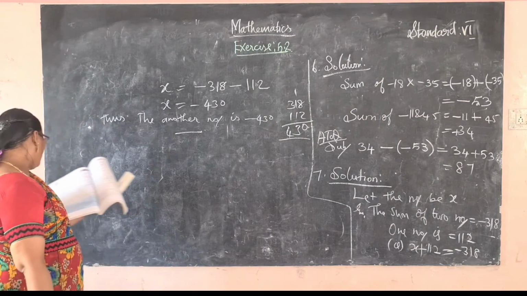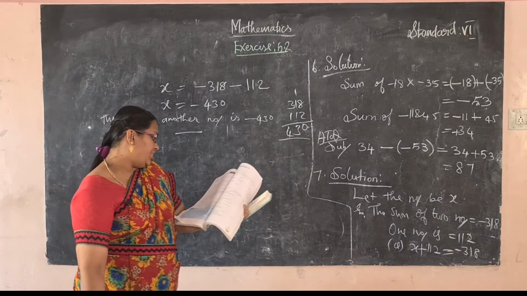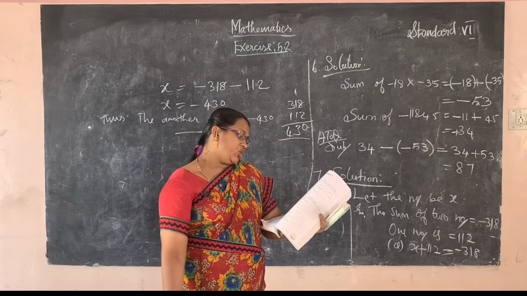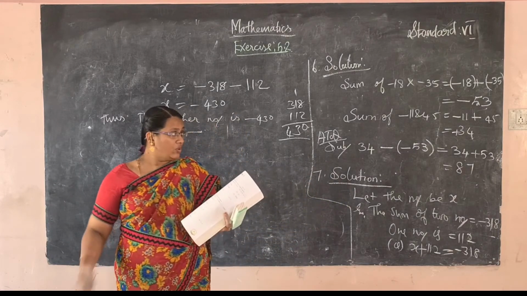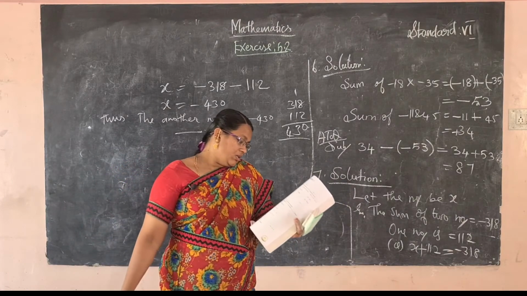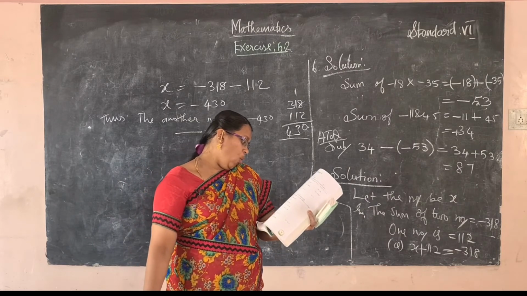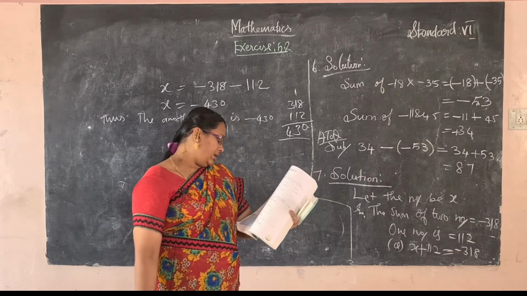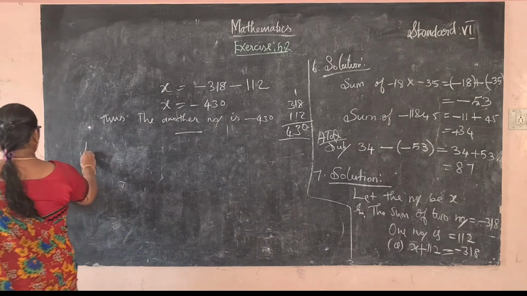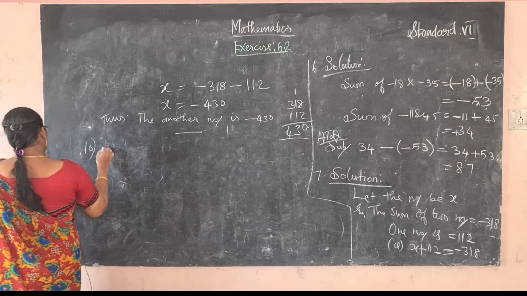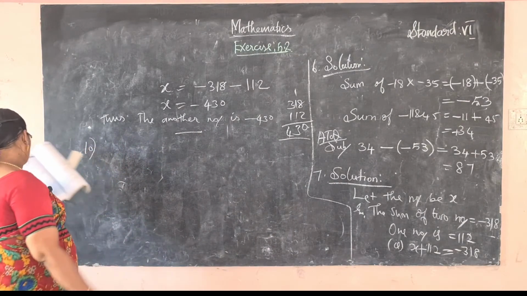Okay, and next, 8th one is homework. 8th and 9th are homework. Determine the integer which when divided by minus 1 gives minus 42. The same method. Okay, so 8, 9 homework. Okay, now see the 10th problem. The 10th problem is the easiest one.